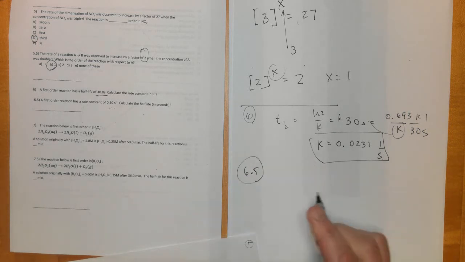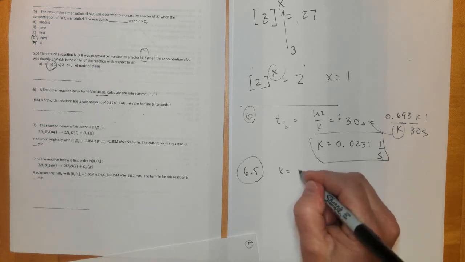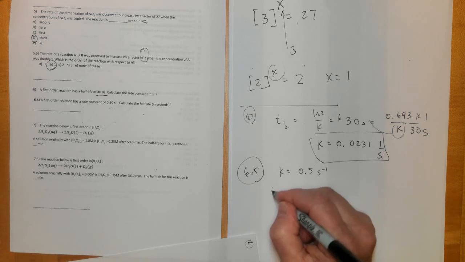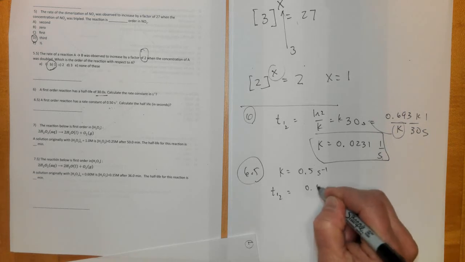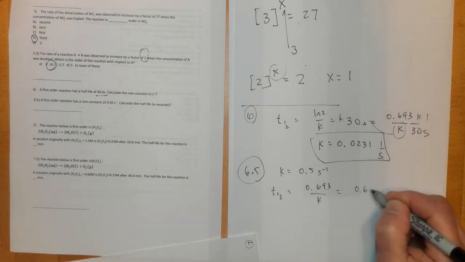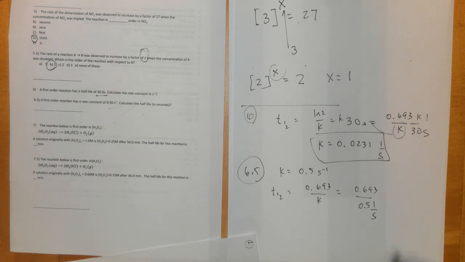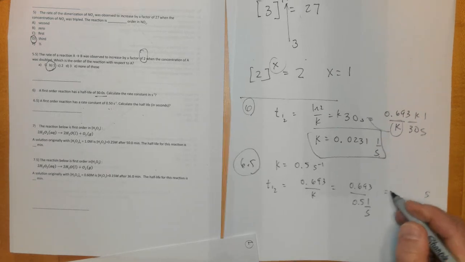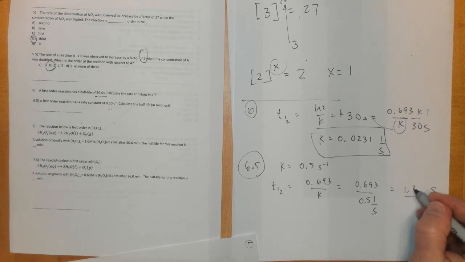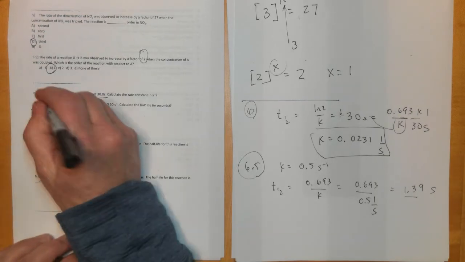Okay, moving on, 6.5. A first order reaction has a rate constant, so now we're given the rate constant is 0.5 seconds to the -1. Calculate the half-life, so T1/2 once again is equal to 0.693 divided by k. This time we're given k, so 0.693 divided by 0.5, and that's per second, so that's 1/second, so our units are going to be in seconds. So 0.693 divided by 0.5 ends up being 1.39 seconds. That's number 6.5.